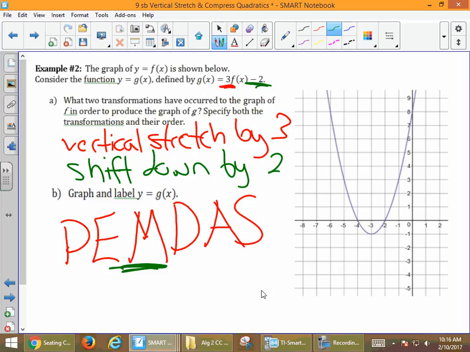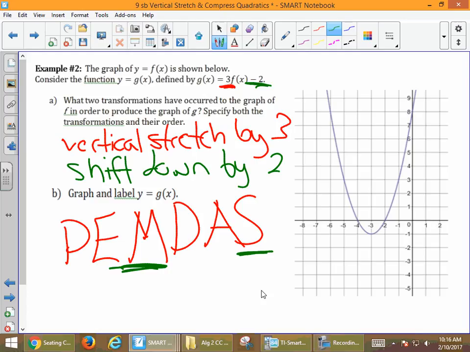And then a shift down would be subtraction. We're shifting our y coordinate by 2. So that would be subtraction. And so multiplication in order of operations comes before subtraction. So we're going to do our vertical stretch first, and then we're going to shift.